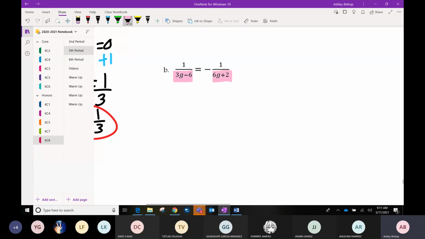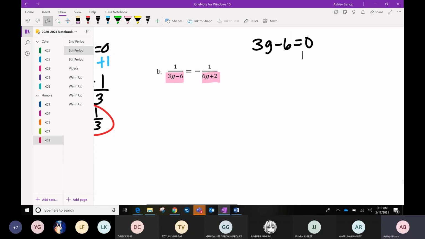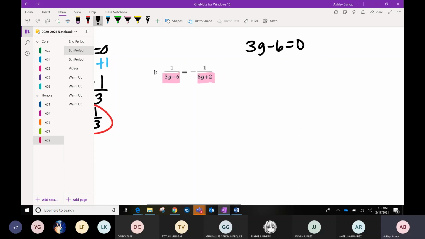Look here, though, I see it 2 different times. I have G in the denominator 2 different times. So I'm going to take both of my denominators and set them equal to 0. I have 3G minus 6 equals 0. Take that denominator and set it equal to 0. And I have 6G plus 2 that I'm going to set equal to 0.